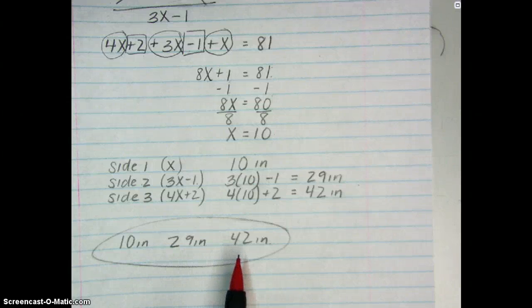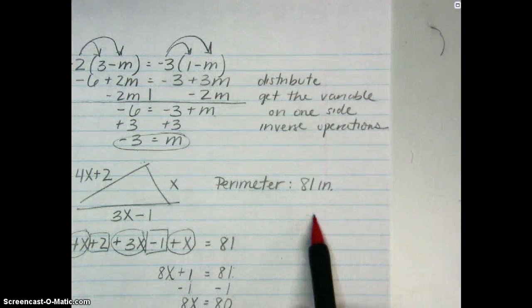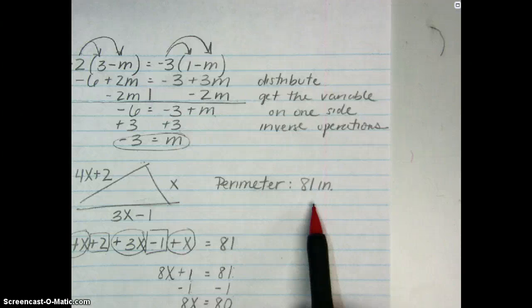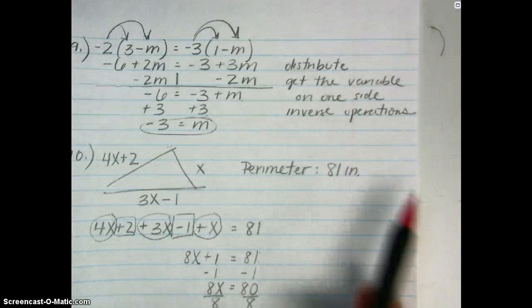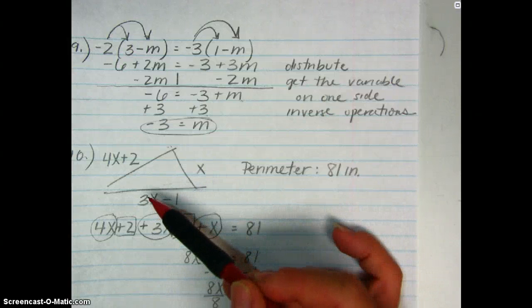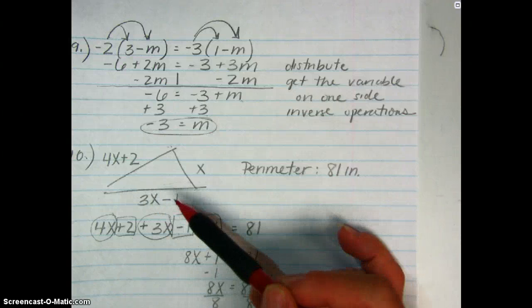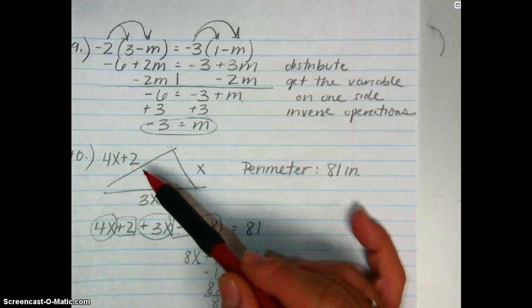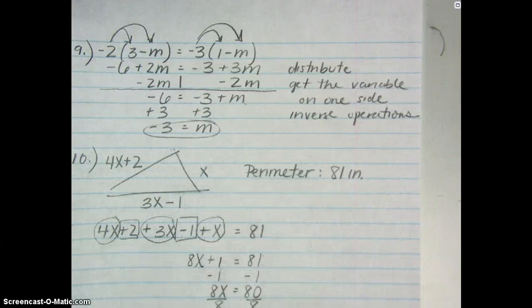and 42. I know several of you took 81 and divided by 3 to get that each side was 27. But you cannot assume that each side is the same, and in fact they're not, because one side is simply x, another side is 3 times that amount minus 1, and then another side is 4 times that amount plus 2. So they're definitely not the same amount. They are different, and that's how you go about finding that.